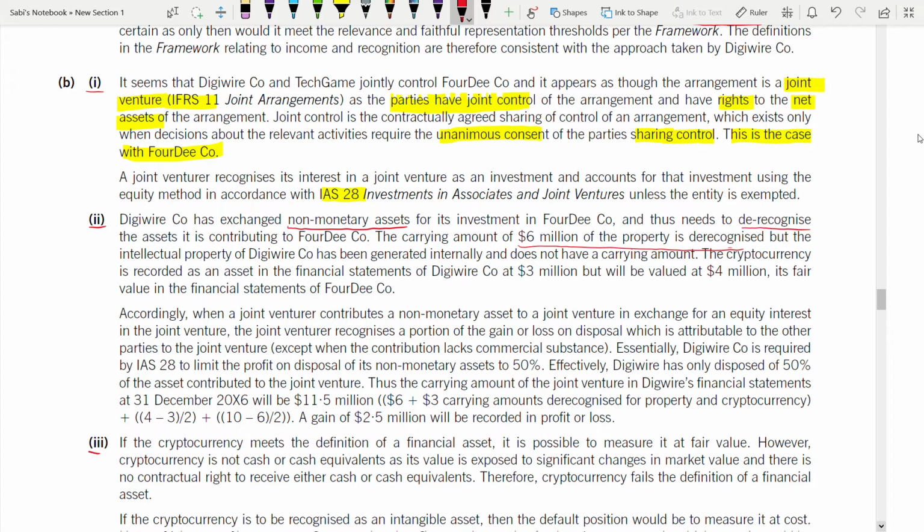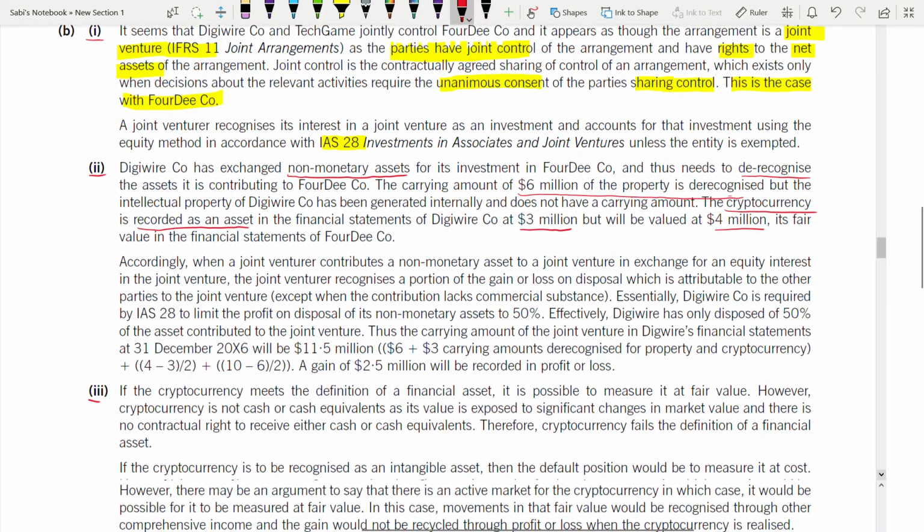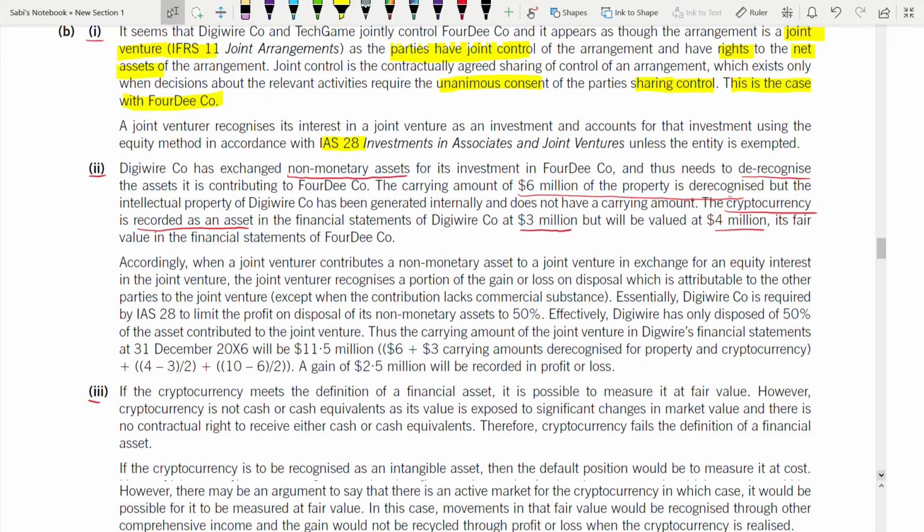The cryptocurrency, now we are talking about the cryptocurrency. It is recorded as an asset in the financial statements of DGY at 3 million. The cost was 3 million, right? But it will be valued at 4 million, its fair value in the financial statements of 4D company. Fair value was 4 million. So you have to know how the fair value of cryptocurrency will be recorded. In the financial statements of 4D, it will be at 4 million, the fair value.